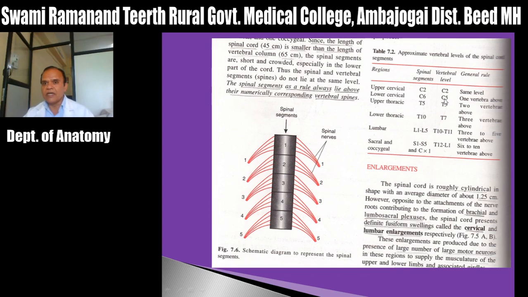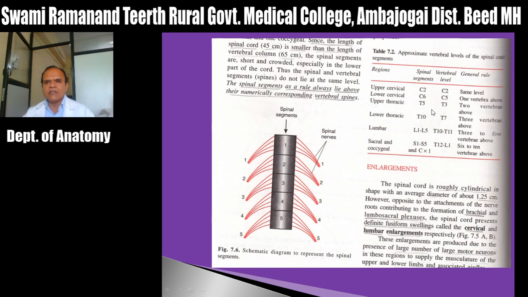Now for C5, add 1, there will be spinal segment C6. Up to T6 level, you have to add 2. So the example given is T3. T3 is the vertebra. You have to add 2. That will calculate the spinal segment T5.